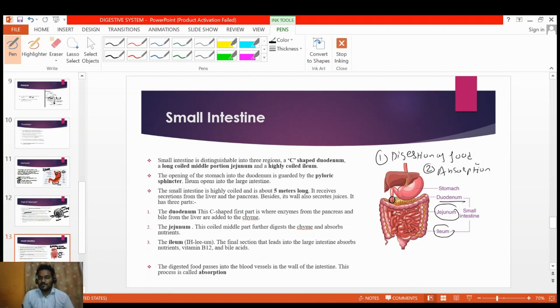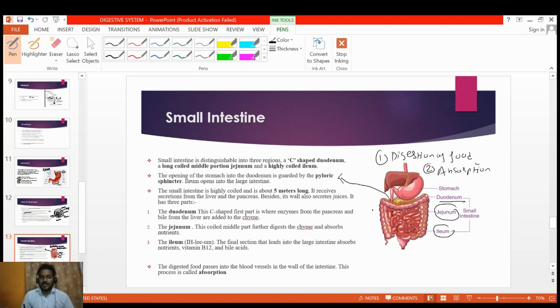So what we can observe, as it reaches from the esophagus to the stomach, there is also a sphincter, students. That sphincter we can call the gastroesophageal sphincter, and exactly between the duodenum and the stomach there is a sphincter known as the pyloric sphincter. Talking about the length of the small intestine, it is about 5 meters long. It's the longest one: out of 9 meters of complete alimentary canal length, 5 meters is the small intestine. It receives the secretions from the liver and the pancreas.